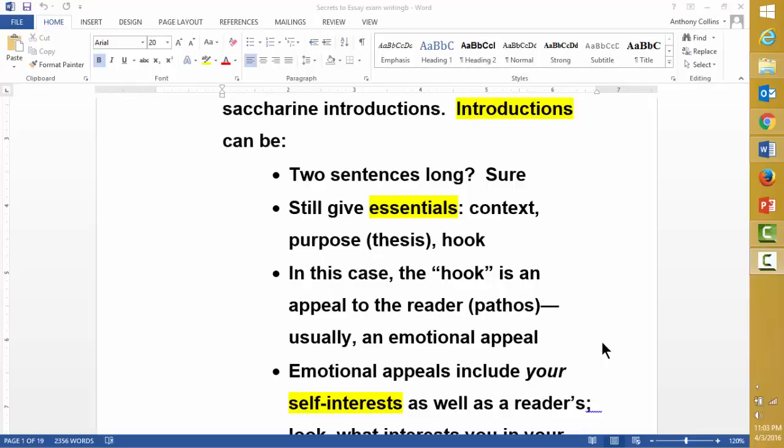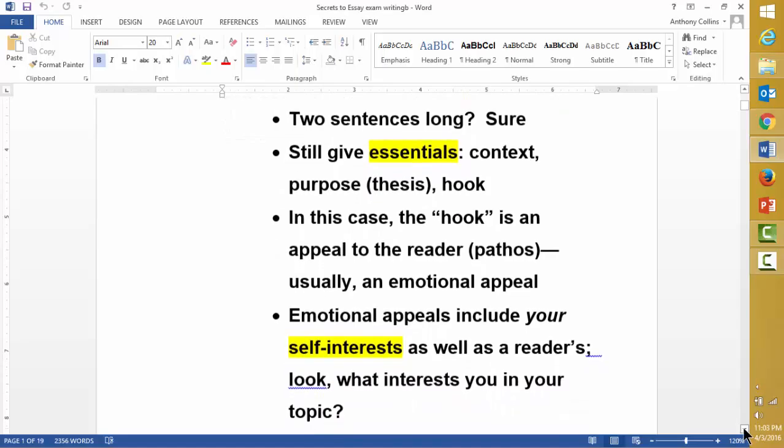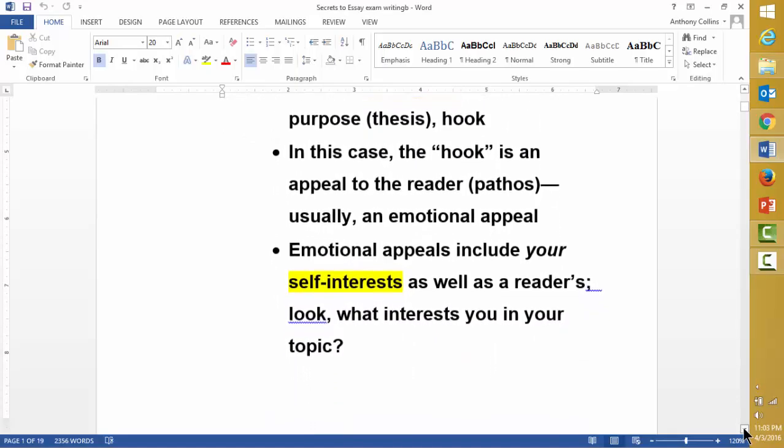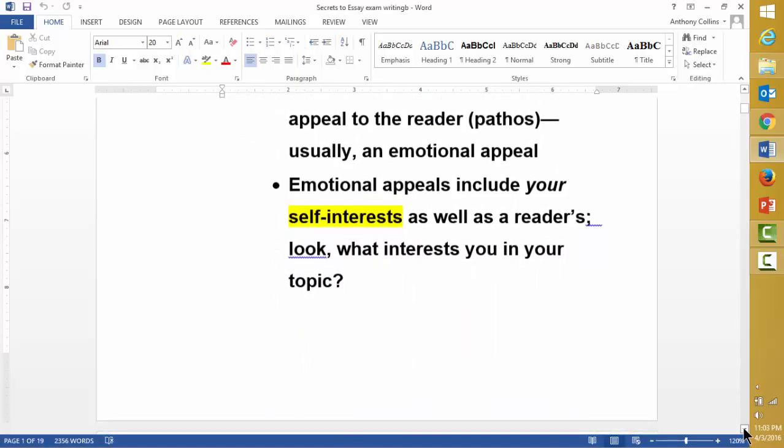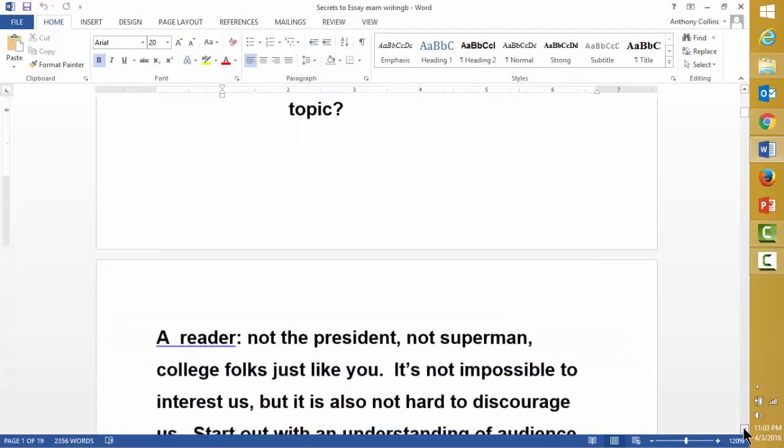Go back through your book. Emotional appeals aren't always bad. The students will think they're bad because they may have gotten an assignment in high school where they were told, oh, all emotional appeals are bad. Not so. Emotional appeals include your self-interest as well as your readers'. Look, what interests you in your topic? You chose it for a reason, presumably not just because it was handed to you.